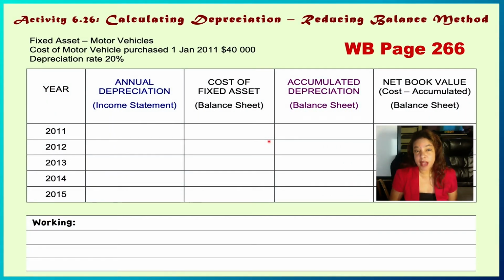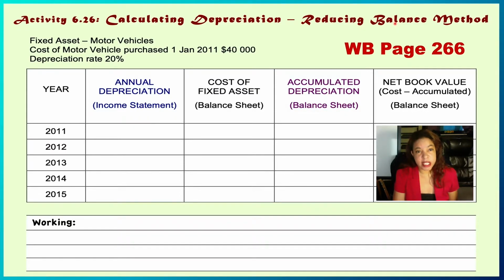So here's another example. We have your fixed assets, motor vehicles again. And the cost of that motor vehicle is $40,000. It was purchased on the 1st of January 2011. So these are our years, 1, 2, 3, 4, 5. So we are using the motor vehicle for 5 years. And then the depreciation rate is 20%. But the method that we are using is the reducing balance method.